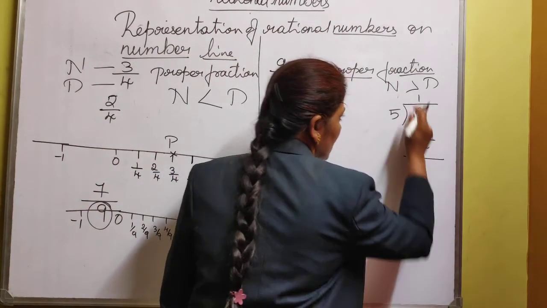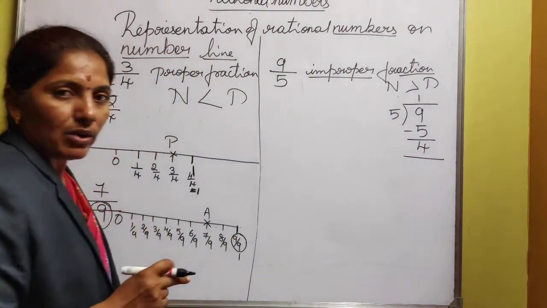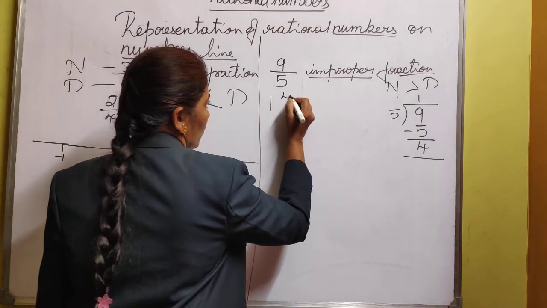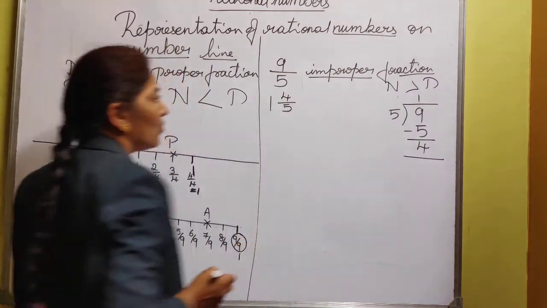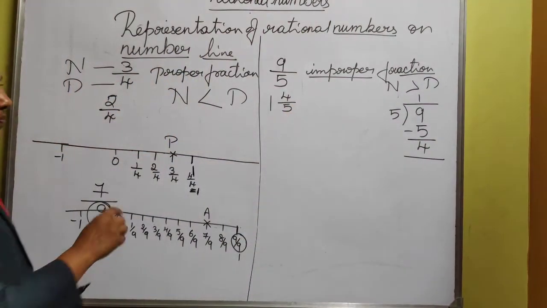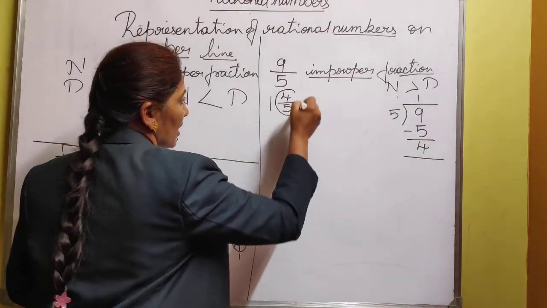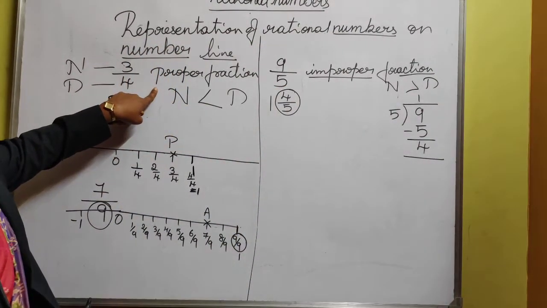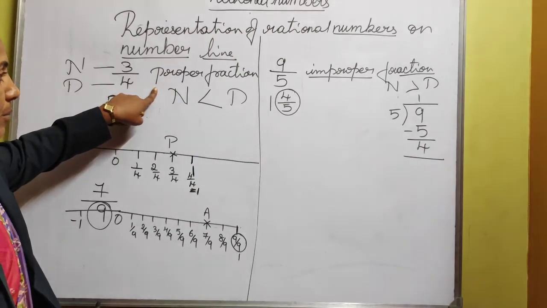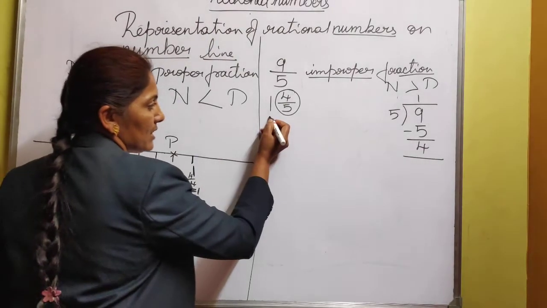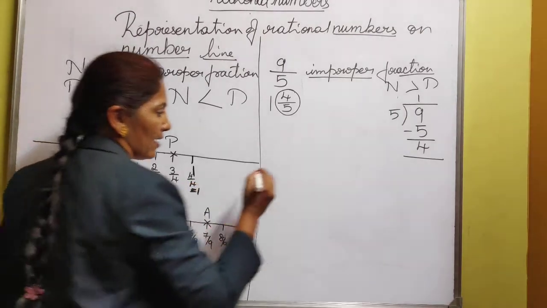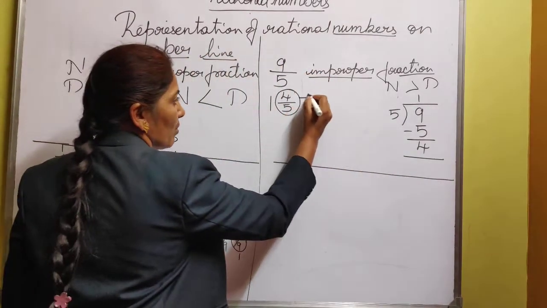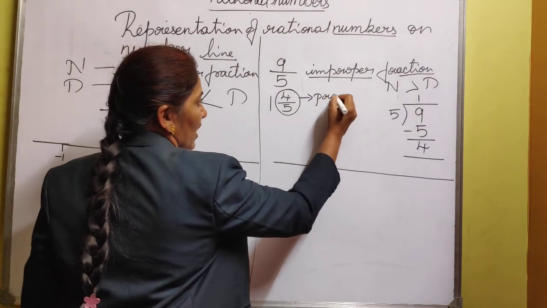I can write this again in the mixed form. How can I write this 9 by 5 in the mixed form? I can write it as 1 4 by 5. So see, again you got a what fraction it is? Proper fraction. Again it is converted into a proper fraction. So 1 remains as it is. No need to worry there. So we will draw the number line again. So again we got this 4 by 5, a proper fraction.